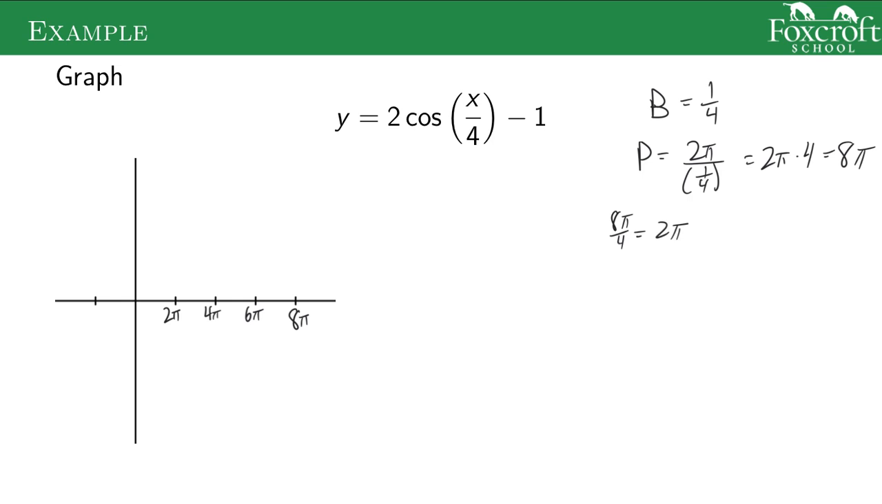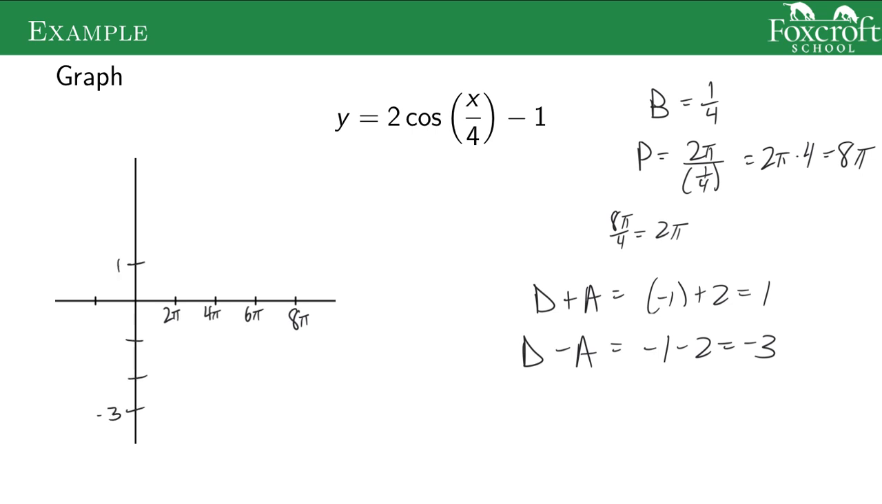All right, my biggest value is my midline plus my amplitude. -1 plus 2 is 1. My smallest value is my midline minus my amplitude, which is -3. So that's going to tell me my highest value needs to be 1. My lowest value needs to be down there at -3. And again, always think about what your original function is going to look like. Cosine originally looks like this.